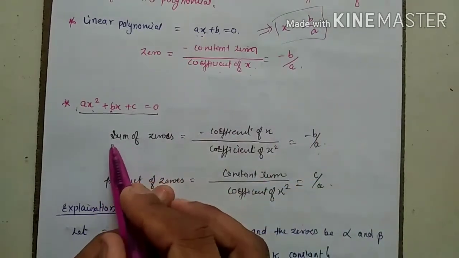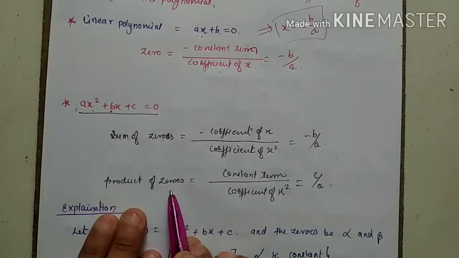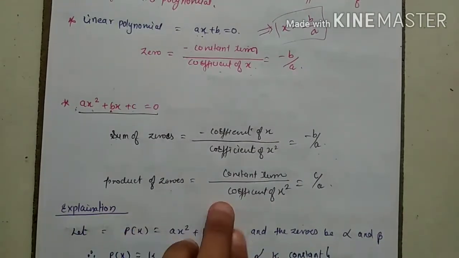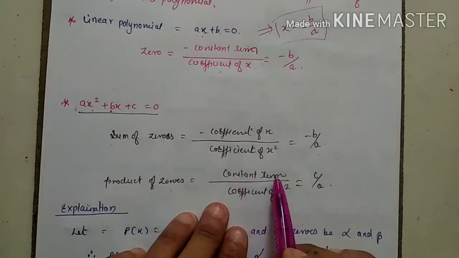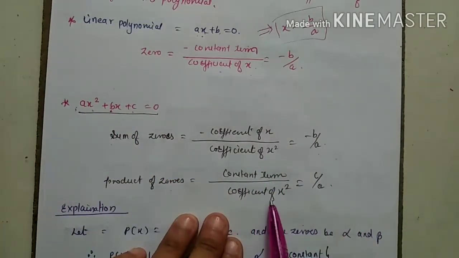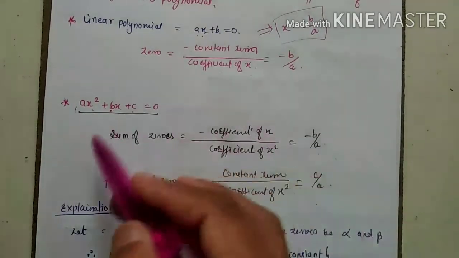So you can say sum of zeros will be what? Minus b upon a. Product of zeros, in the sense multiplication of the zeros, it will be c, the constant term in this equation. c upon coefficient of x square is what? My a. So c upon a. So this is the formula we have.